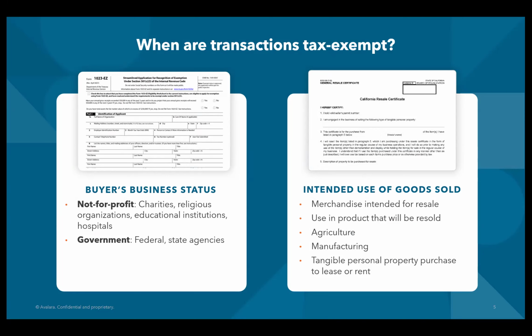Secondly, the other most common type of exemption is going to be the intended use for goods sold, which is resale exemptions. So there's two types of resale exemptions. One is the good is resold as it is, and second, the good might be used in a product that will be resold. So you've got business entity exemptions as well as how you're using something, resale exemptions.